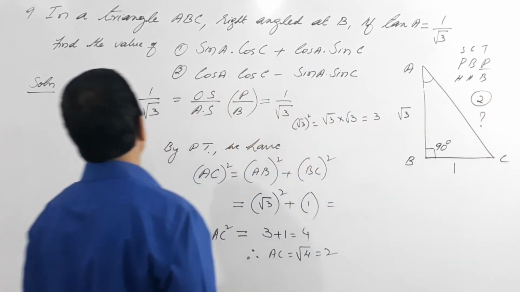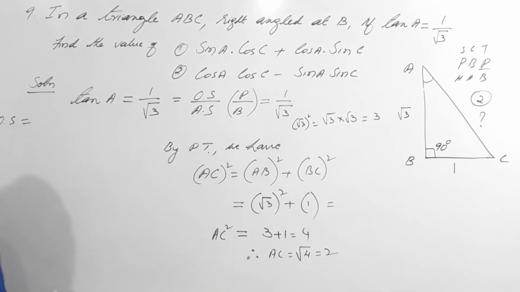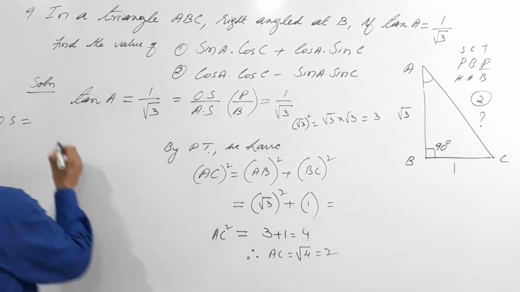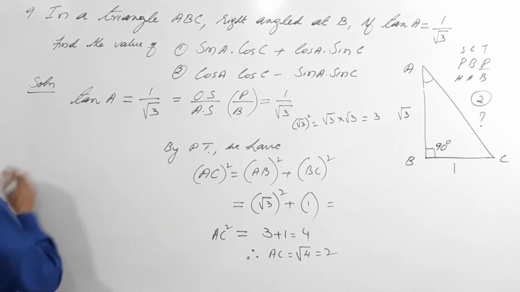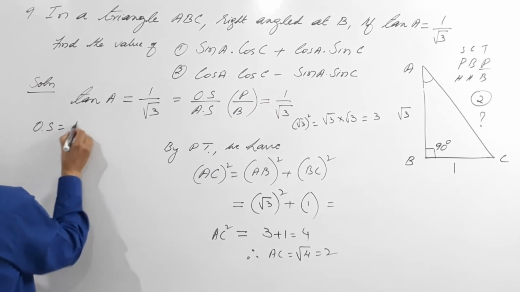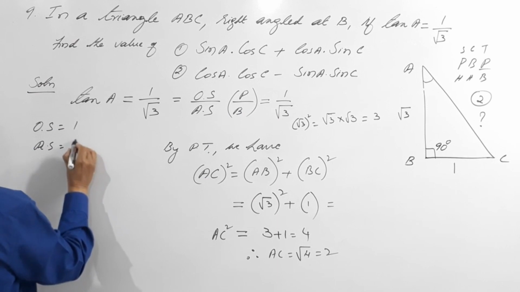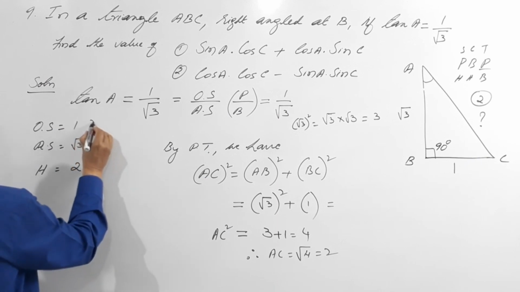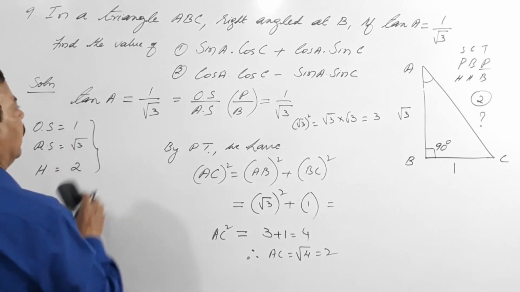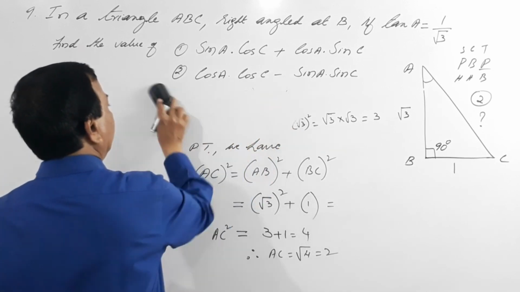Okay, so now we have got: opposite side equals 1. Adjacent side I will write here because it is not visible for you. Adjacent side will be equal to root 3 and hypotenuse will be 2. Okay, I will rub this. We have got this value, let's forget it now.